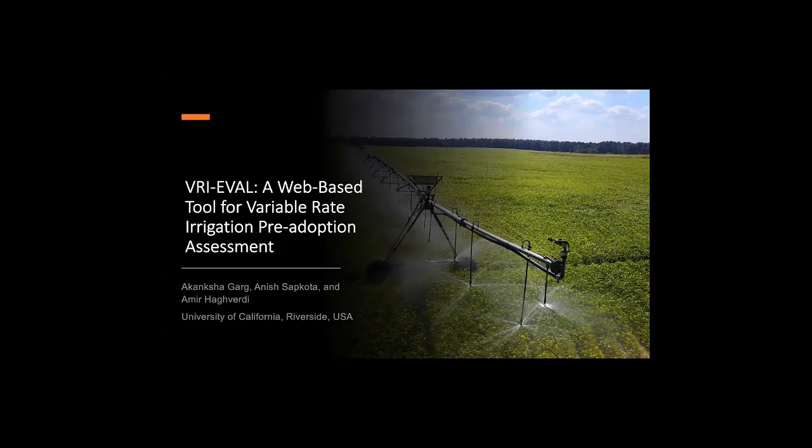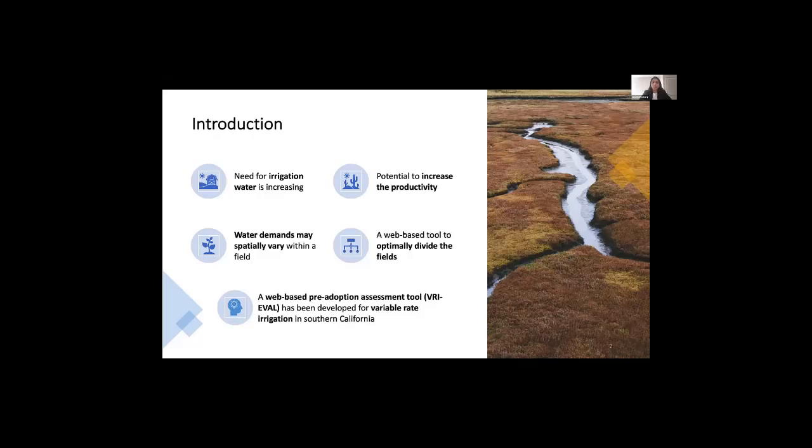There is some problem there. Yeah. So yeah, there is a need for irrigation. Water is increasing, so there is a potential to increase the productivity. Therefore, a web-based tool has been developed for variable rate irrigation in Southern California.